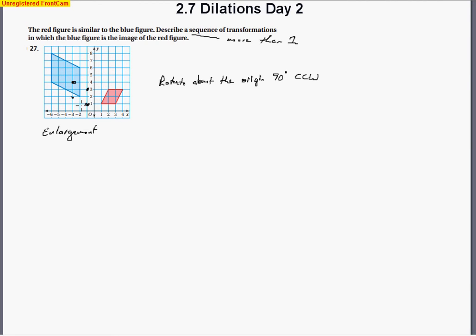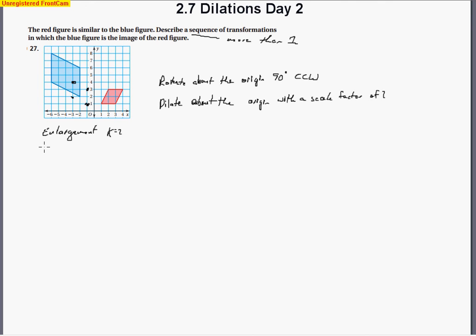So now we've got the image going the right direction. Now we just need to make it the right size. So when I look at this unit right here, this is 2 spaces, and this is 4 spaces. So I need to enlarge by 2. Enlargement with a k equals 2. So let's go ahead and dilate about the origin with a scale factor of 2. So let's see where that puts us.